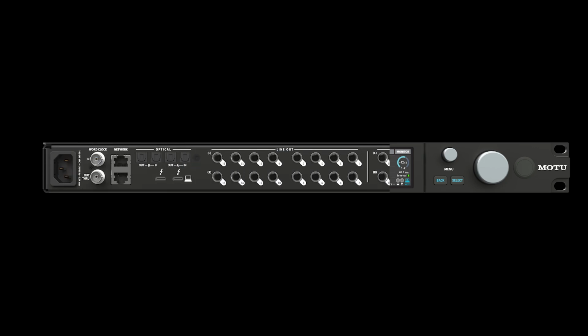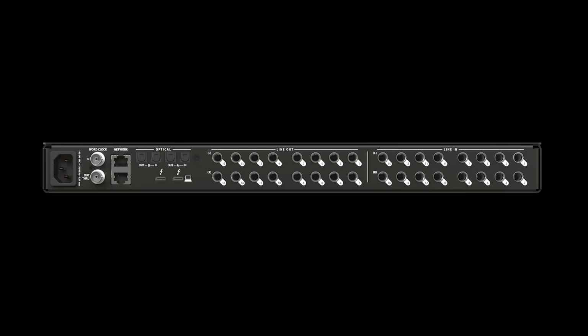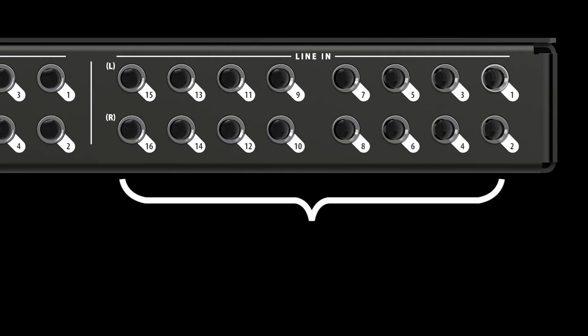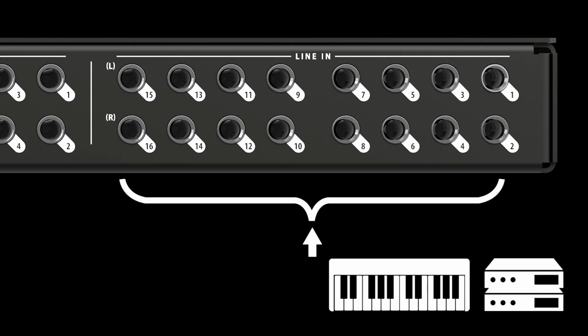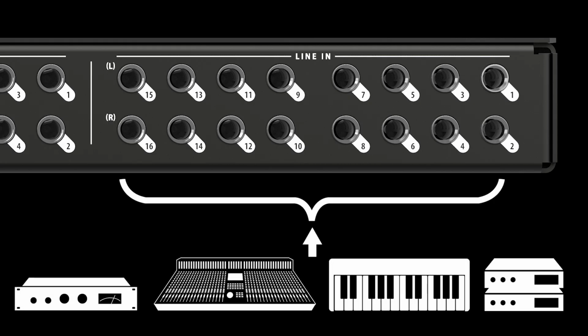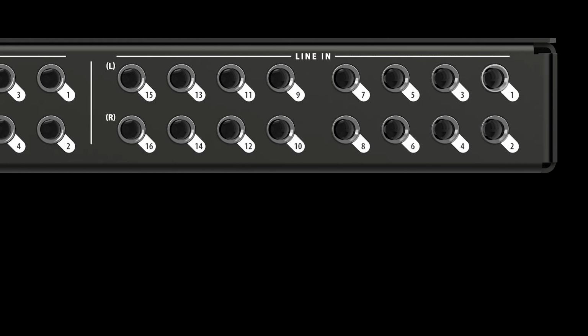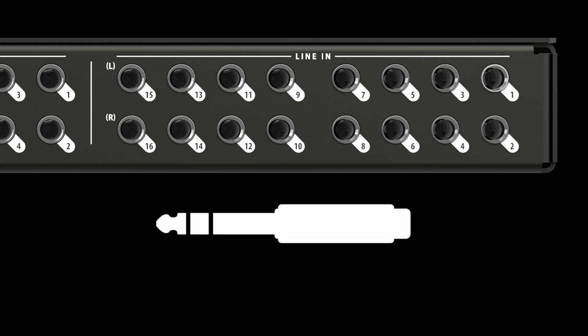On the back of the 16A, you'll find many other types of connections. Starting on the back right, here you'll find line inputs 1 through 16. These inputs are for powered, line-level audio sources, like synthesizers, keyboards, mixers, and external outboard gear. Note that these are not for connecting guitars or quarter-inch microphones. These connectors are balanced, so you can use a balanced TRS cable.